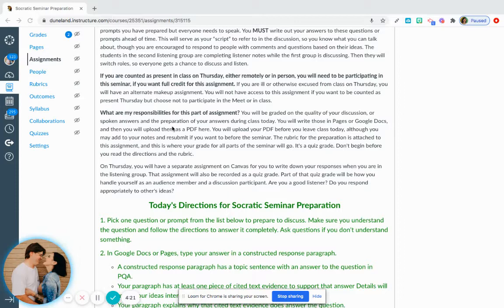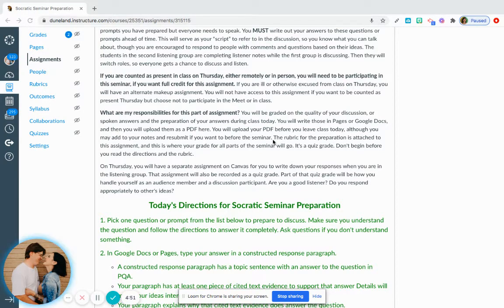The second part of your grade, and these will both be a quiz grade, is the written assignment that you do today. So did you prepare an answer for this discussion? You will write your prepared part in Pages or Docs, and then you're going to upload it as a PDF. It says you will upload your PDF before you leave class today, although you may add to your notes and resubmit if you want before this seminar.